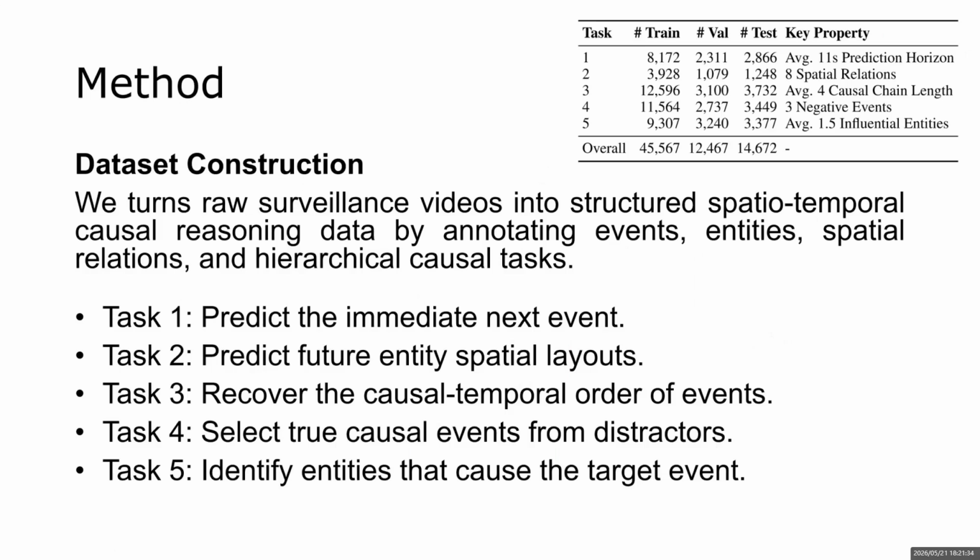Task 1 predicts the intermediate next events. Task 2 predicts the future spatial layouts of entities. Task 3 recovers the causal temporal order of events, and Task 4 selects true causal events from distractors. Task 5 identifies which entities cause the target events. Together, these tasks teach the model not only what has happened, but also how events, spatial relationships, and entities contribute to future crimes.